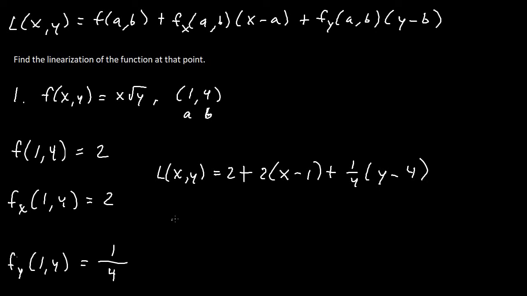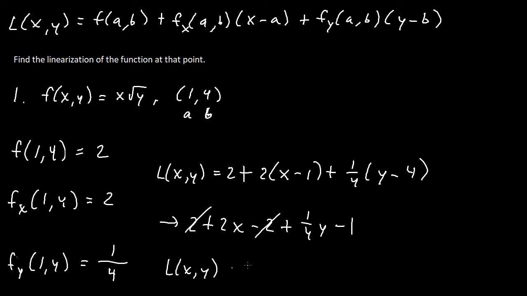So when we simplify, we'll get 2 plus 2x minus 2 plus 1/4 y minus 1. So 2 minus 2 will cancel. So we'll get the linearization of x comma y equals 2x plus 1/4 y minus 1.